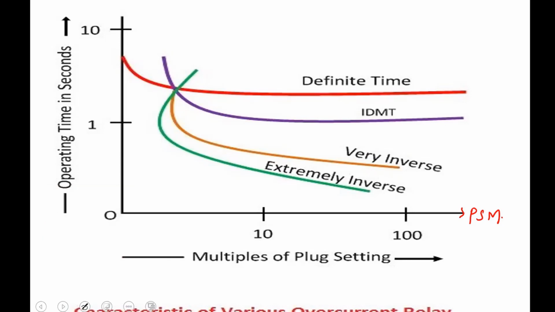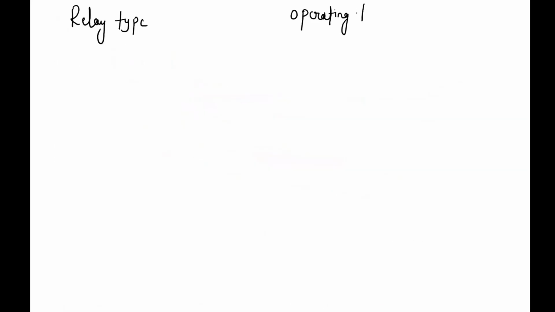Here, instantaneous is not shown because the instantaneous value is constant, that is 0.1 seconds. Once it crosses PSM equal to 1, the instantaneous value is somewhere around 0.1 second. So whatever may be the fault current, its operating time is less than or equal to 0.1 seconds. This is instantaneous from here. Operating time of the relay.